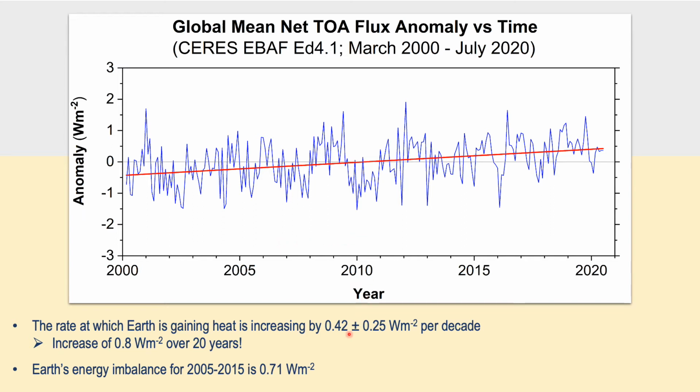The trend here is 0.42 watts per square meter per decade. That's a large value because if you take 20 years, that's 0.8 watts per square meter. To compare that, the energy imbalance in this 10-year period was 0.71 watts. So this increase in the rate of heat uptake is not trivial, it's large.